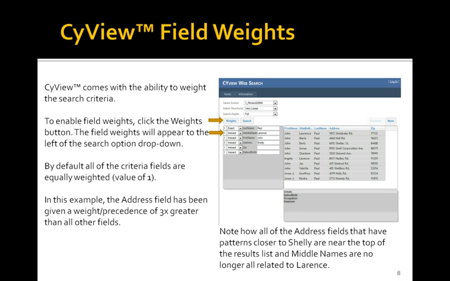It can be noted in this example that the address field has a value set of 3. The criteria of Shelley was entered. Note how all the address fields that have patterns closer to Shelley are near the top of the results list, and the middle names are no longer all related to Lawrence.